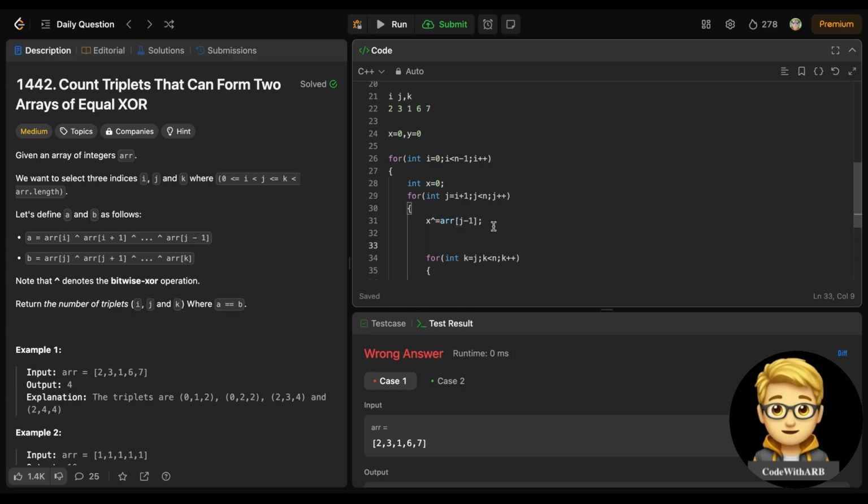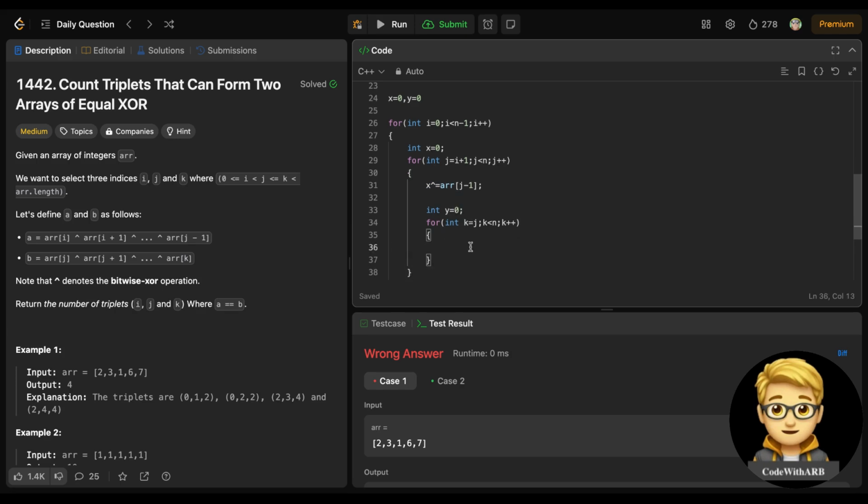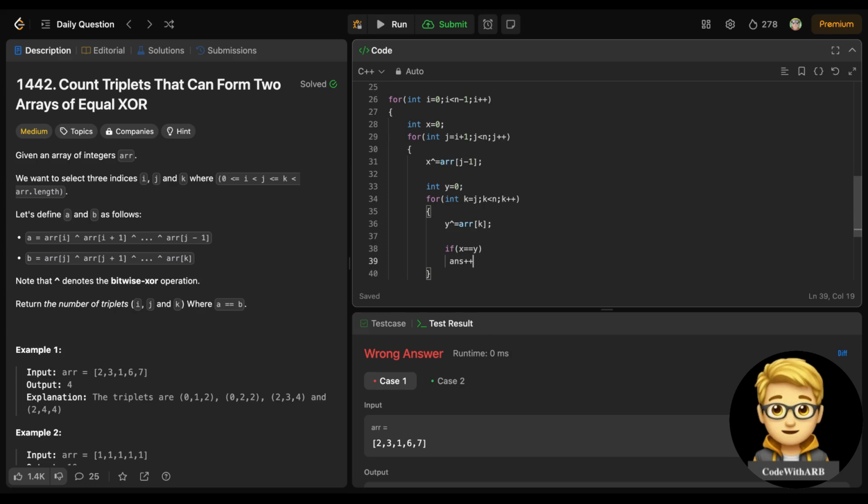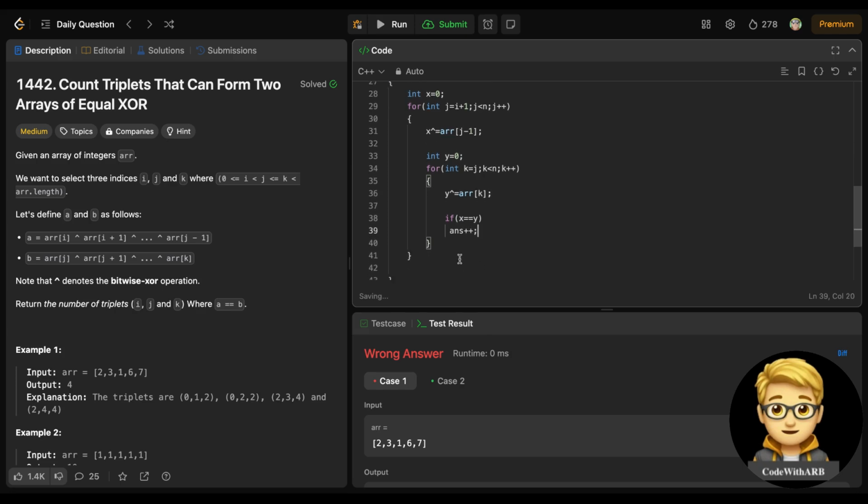Okay, and the same thing, y starts from 0, and it can start from array of k, because k and j can be equal. So this starts from j minus 1, which is i. Of course, this is array of i, and this starts from array of k, right? And this will generate cumulative XORs for k equals j to k less than n, and whenever this is equal, it will give our answer.